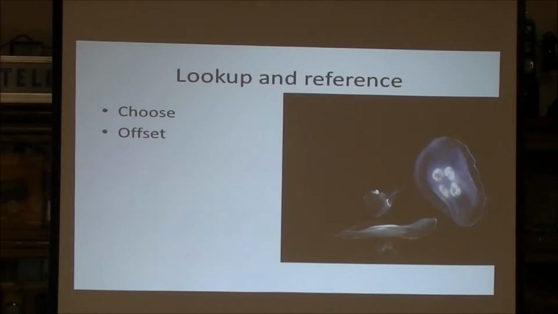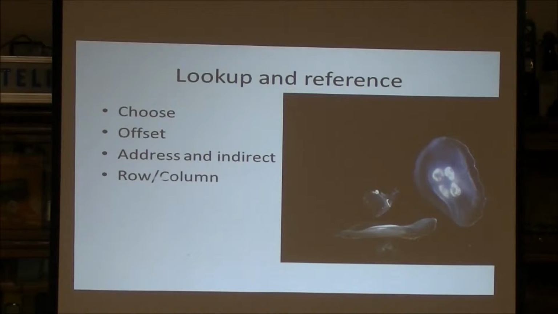OFFSET. You can reference a location and then say, I want to know what's so many cells over and so many cells down from there. So it lets you give other ways of referencing things. ADDRESS and INDIRECT, same type of thing. You can say, give me what this cell references, and I'll demonstrate these. They're going to make a lot more sense once I actually demonstrate them.